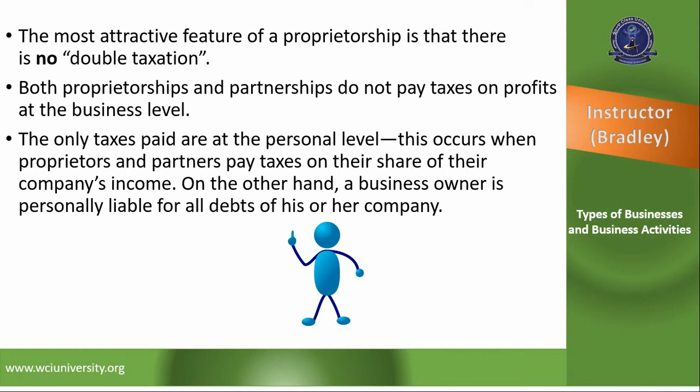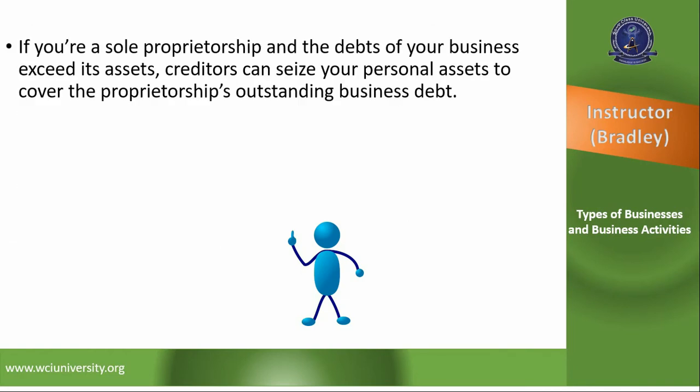On the other hand, a business owner is personally liable for all debts of his or her company. This is called unlimited liability. If you are a sole proprietor and the debts of your business exceed its assets, creditors can seize your personal assets to cover the proprietorship's outstanding business debt.